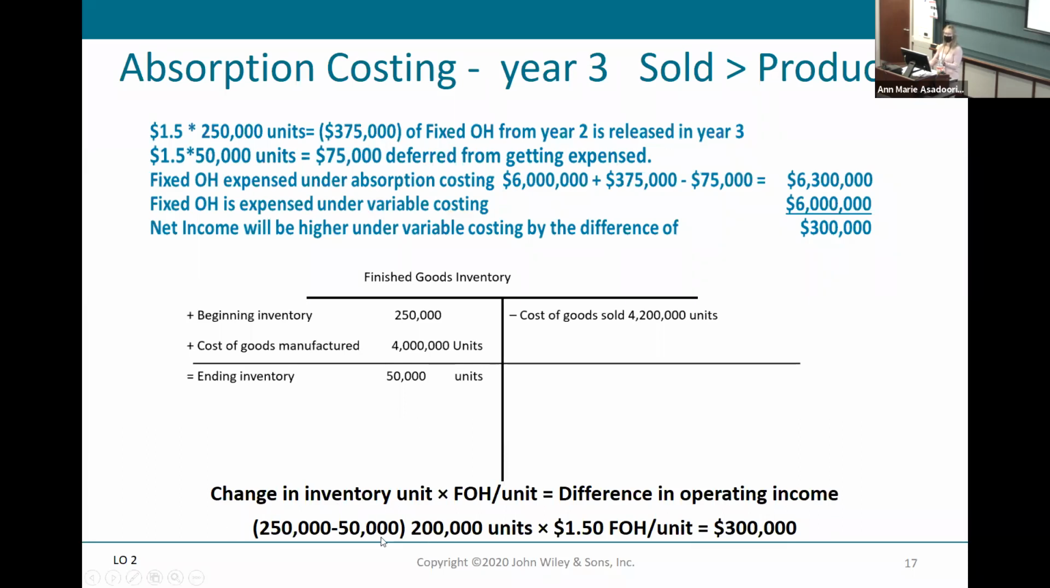Right, so I look at the change in inventory, which is a 200,000 unit decrease, multiply it by the fixed factory overhead, and the difference in net income is going to be $300,000. Net income is going to be $300,000 higher now under variable costing because I'm only expensing $6 million, where here you can see I need to expense $6.3 million matched to these units sold.